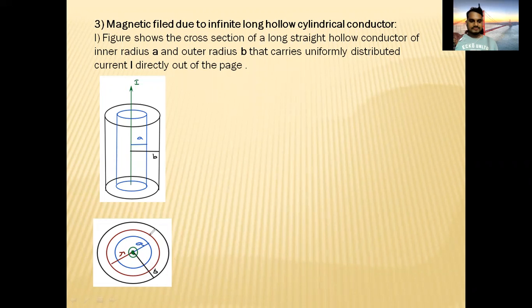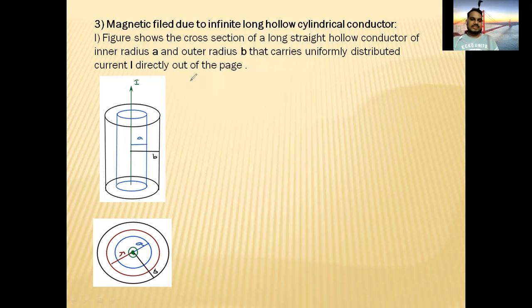And the red one which I'm mentioning here is an imaginary Ampere loop which has radius R in between A and B. So now, with the help of the same Ampere circuital law equation, we're going to find the magnetic field at different positions of it.